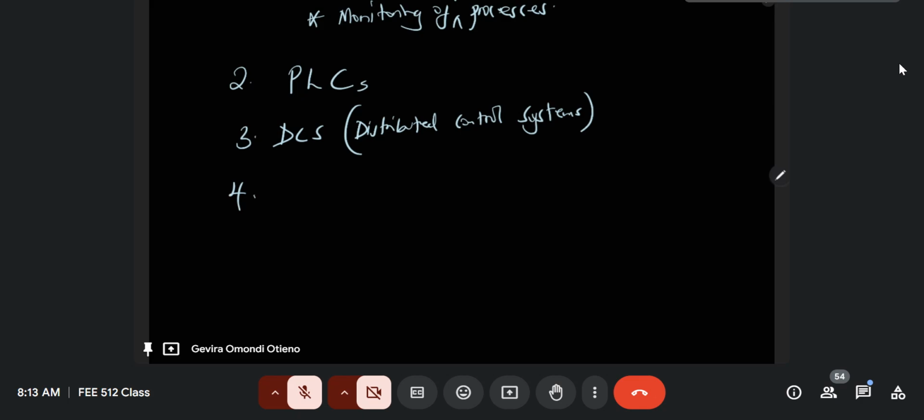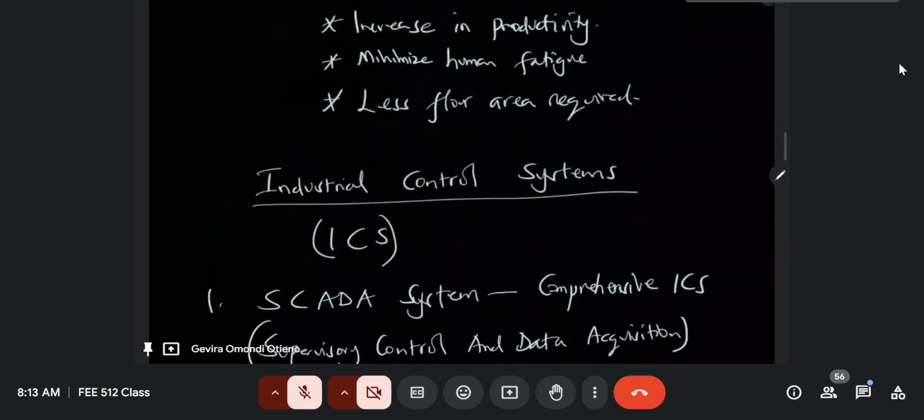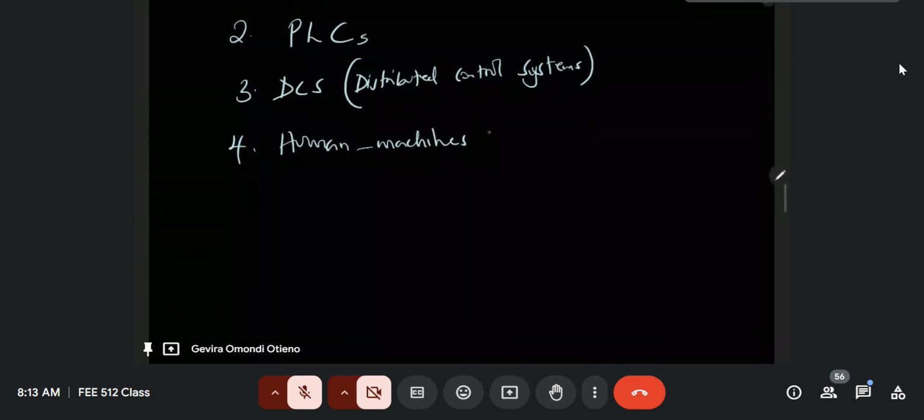The other type of industrial control automation, remember, we are talking about the technologies that exist today that we use in automation, that is in monitoring of systems and control of automated systems, and we are talking about them in terms of their sizes or their complexities. The most common one that I'm sure each one of us has encountered is the human machine interface. That's also an ICS, an industrial control system. Human machine interface.